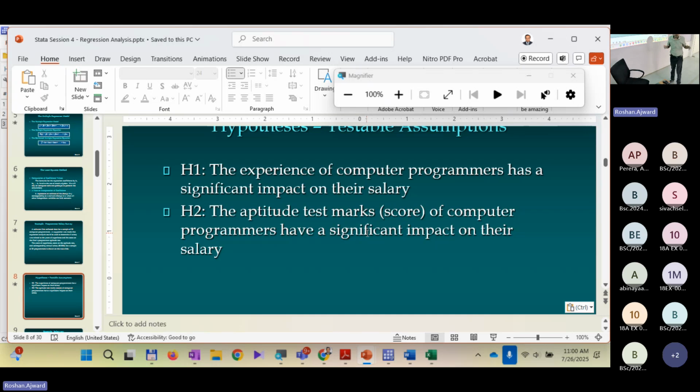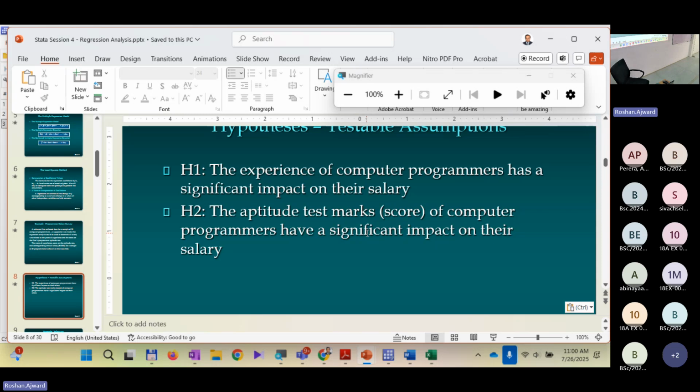So, you confirm or you reject. Here, our test indicates it should be confirmed, not supported or confirmed, because both are significant. Good. So salary as well as the experience as well as the aptitude marks are significant predictors of what? That's how it is. Right.